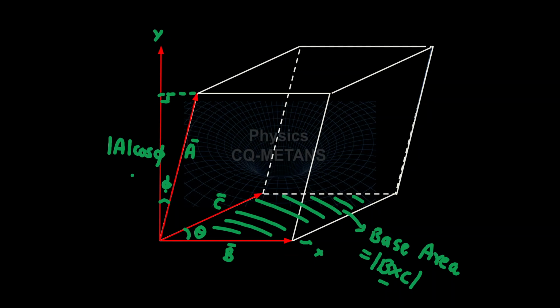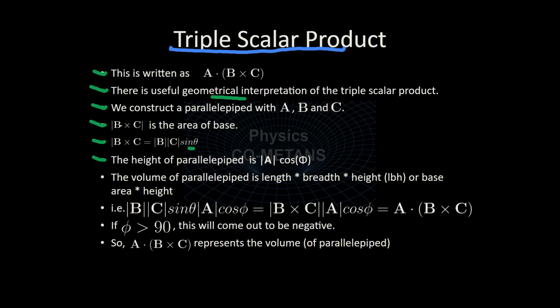Now if I just displace this vector, this green color, consider that some pencil is kept over here, and I just displace this and bring this vector over here and drop it. So this vector will represent the height of this parallelepiped. So the height of the parallelepiped is modulus of a cos phi.